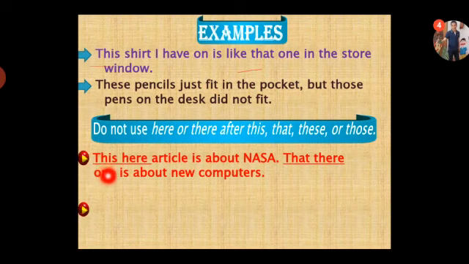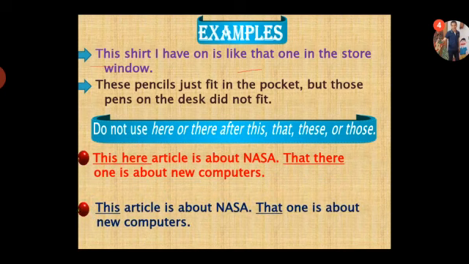It's wrong to say this here. But what is right? I can say this article. And can I say that there one? Of course not. But I can say simply that one. This is the right answer. Another example: this article is about NASA. That one is about new computers.